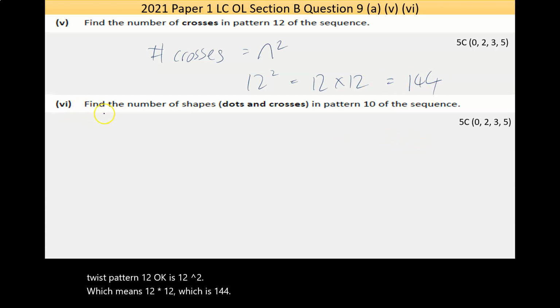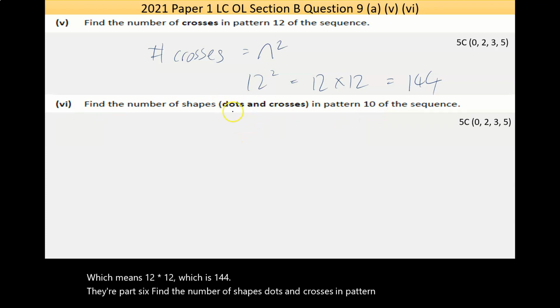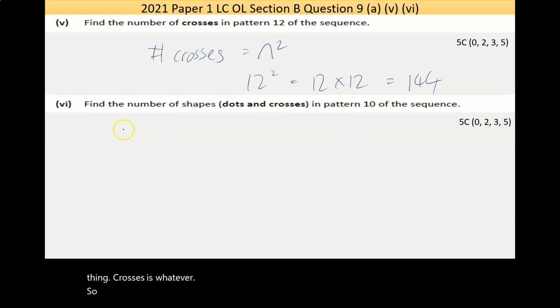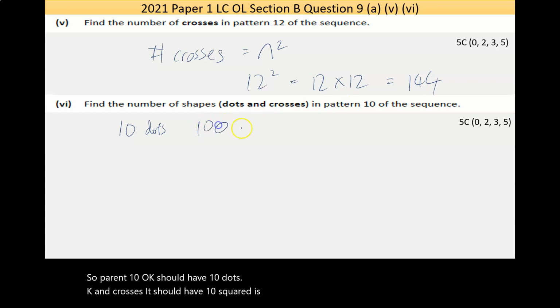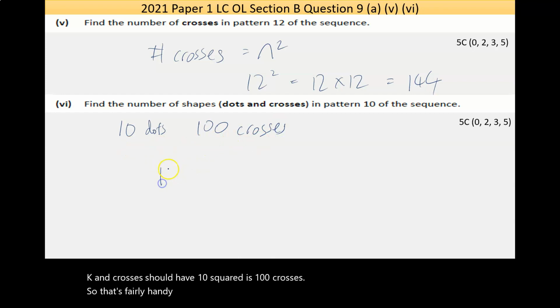Now, part 6, find the number of shapes, dots and crosses in pattern 10. So dots is one thing, crosses is another. So pattern 10 should have 10 dots, and crosses, it should have 10 squared, which is 100 crosses. So that's fairly handy. That's, if I'm not mistaken, 110 shapes, 10 dots and 100 crosses.